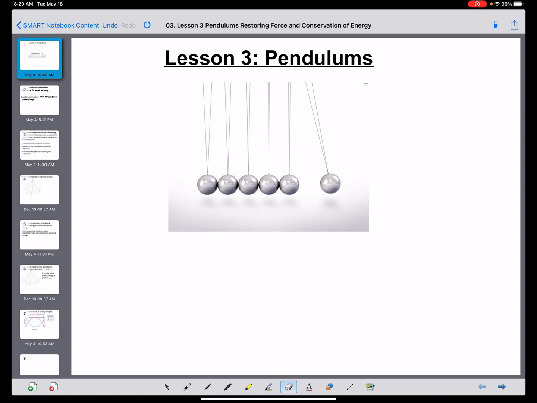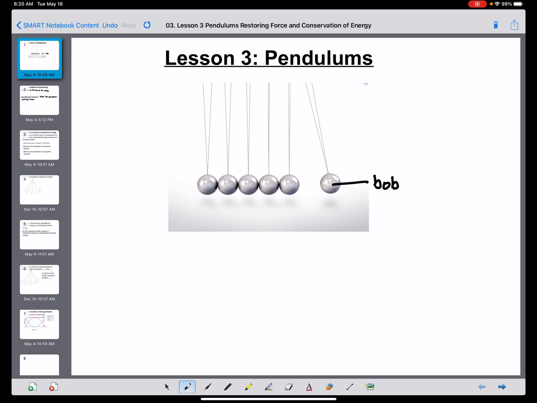Okay, lesson 3, pendulums. So a pendulum is just a string with a mass attached to the bottom, and these things swing back and forth. The mass at the bottom is what's called the bob of the pendulum.